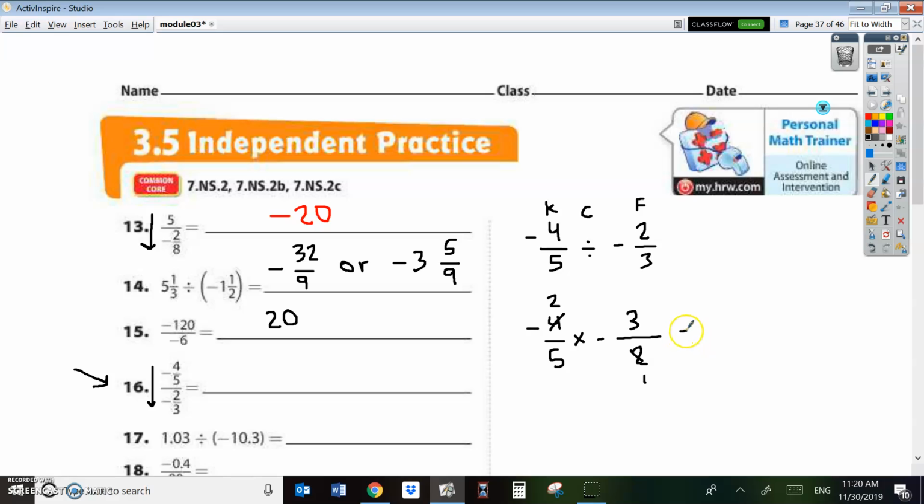So now it's going to equal negative times a negative is a positive. 2 times 3 is 6. 5 times 1 is 5. 6 over 5. Or 1 and 1/5.